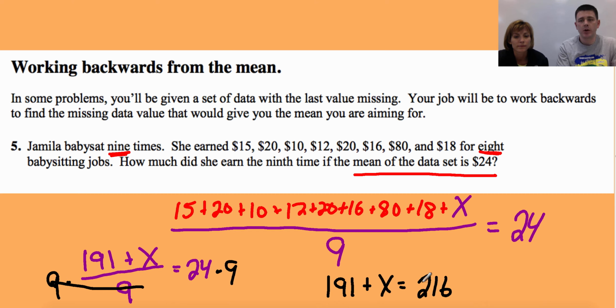Now we have our simple equation here: 191 plus something is equal to 216. So solve your equation. They added 191, so we subtract 191 from both sides, and X is going to equal $25. She earned $25 the 9th time she babysat. A good way to check it is to plug that 25 back in for X, add them all back up, and divide by 9. You should get exactly 24 if we've done the problem correctly.